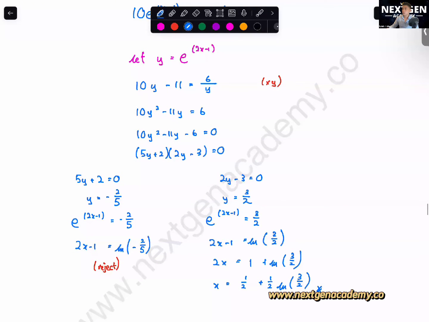Okay, did they say to put it in a specific form? Okay, they say exact form. So please don't go and write it in decimal places. If you write one more step in decimal places, they will deduct your marks.